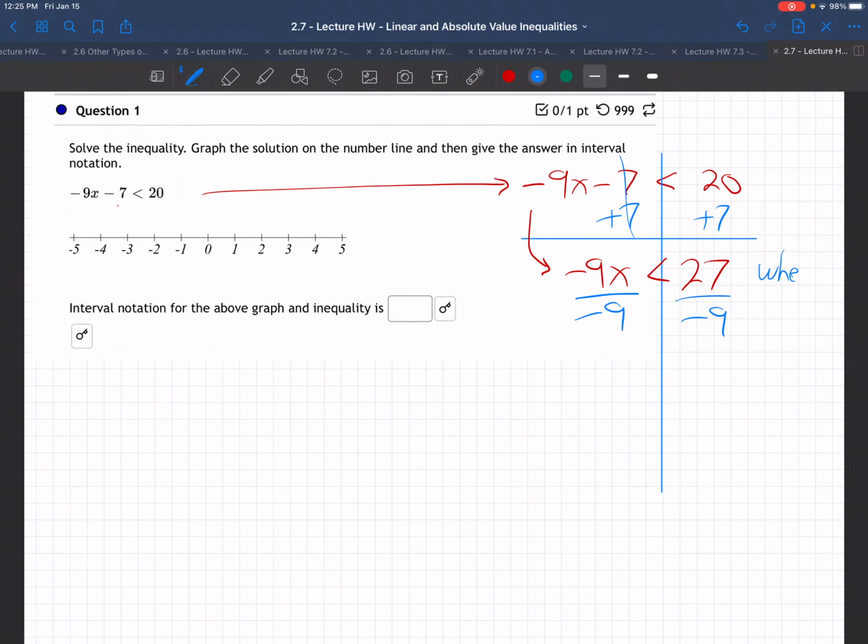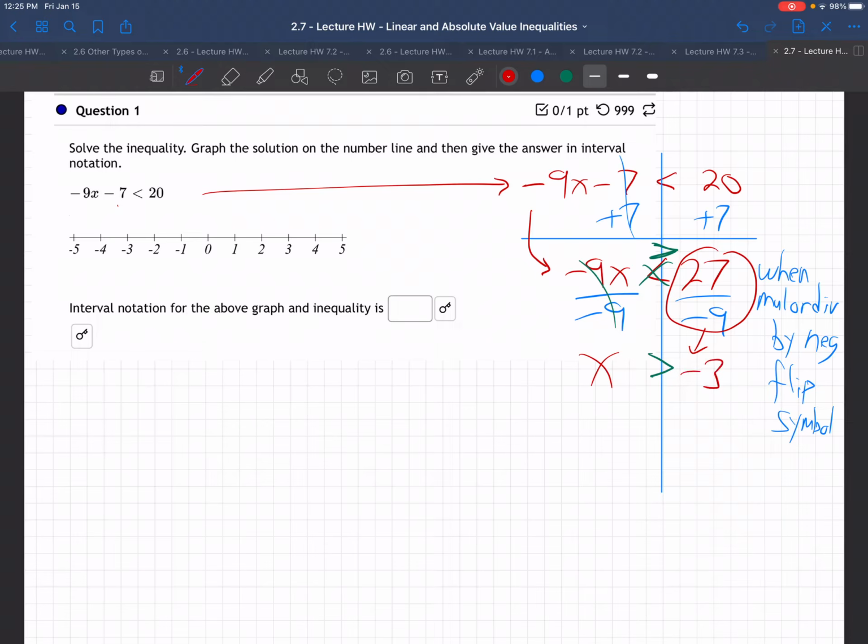So again, when you multiply or divide by a negative, you have to flip the symbol. So I'm going to cross this out and turn it the other way. It's greater now. So this cancels. We got x, and what is 27 divided by negative 9? It is negative 3. So x is greater than negative 3 is our answer.